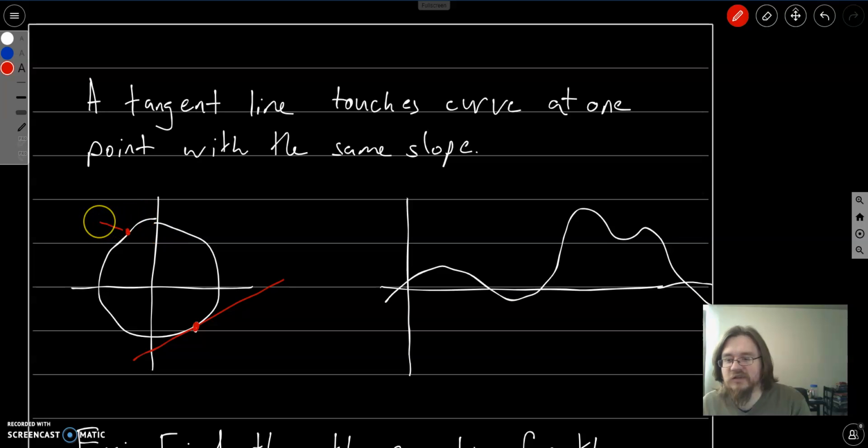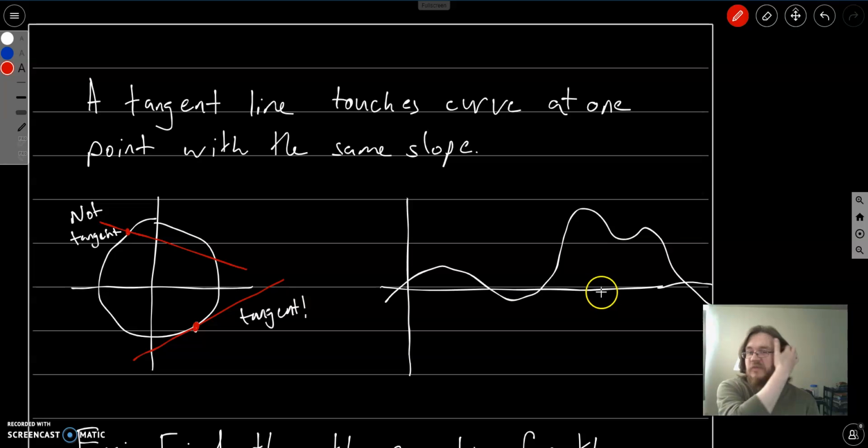But if I were to draw the line like this, this top one is not tangent to the circle, and this guy is tangent. So we can kind of see the difference between something crossing through a line or passing right by and touching it exactly once.